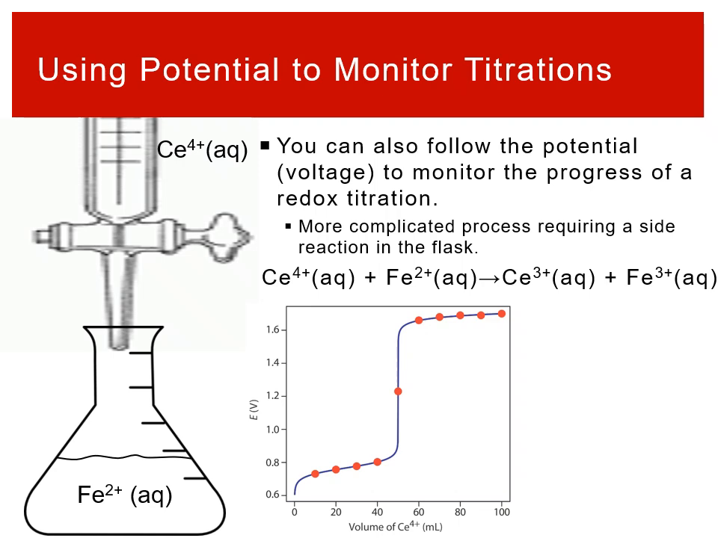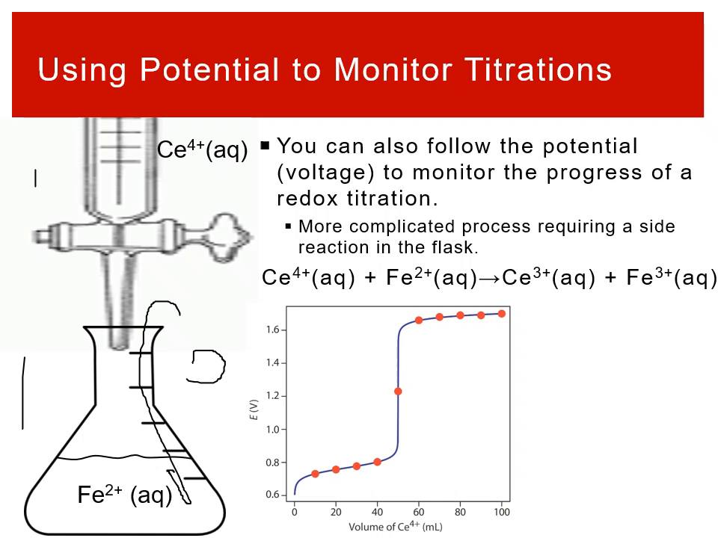Basically, you run the titration, so you have your flask and your burette, but then you also have this other side reaction that's either in a different container, or you have some extra probes you put into this, and there are contained solutions.